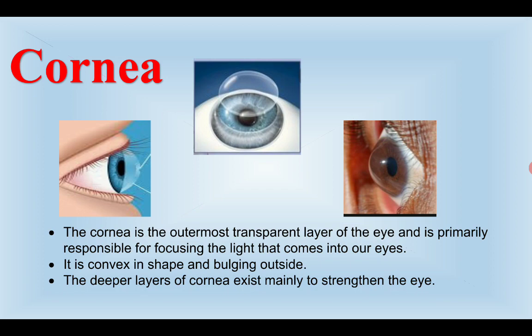The deeper layer of the cornea exists mainly to strengthen the eye, and the outer layer of the cornea acts as a kind of shield to the elements and can usually repair itself within a few days of suffering a minor injury. So the outer layer protects us from outside dust particles and other injuries, and the inner layer strengthens the eye. So this is all about the cornea.